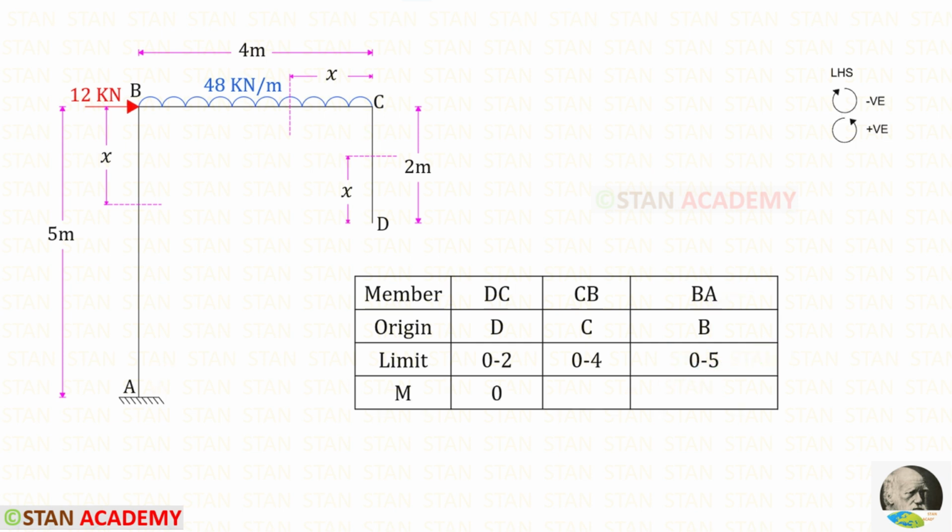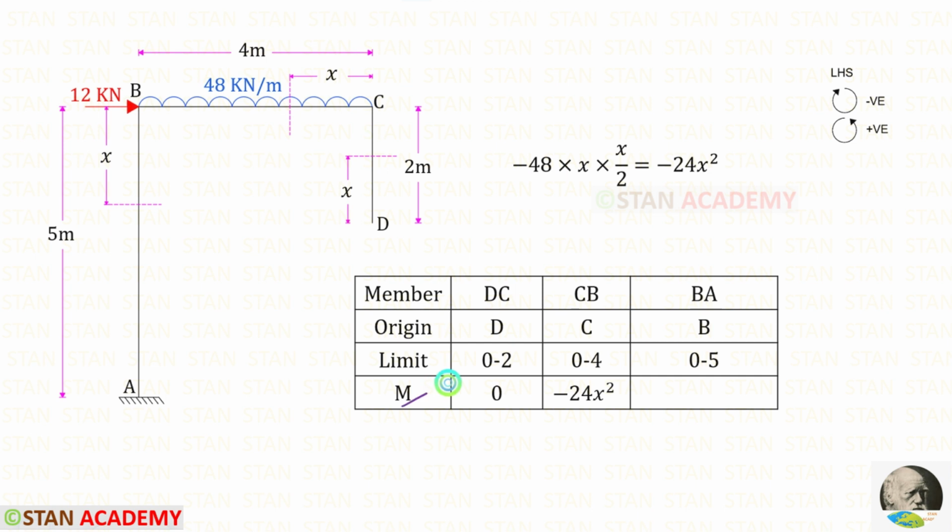Now let us find the moment M. We need to follow the left-hand side rule. Clockwise will be negative and anti-clockwise will be positive. First, let us find the moment M in DC. Up to the section, there is no load, so the moment will be 0.